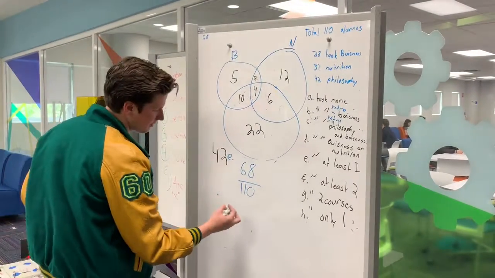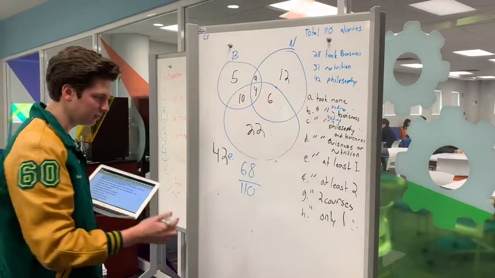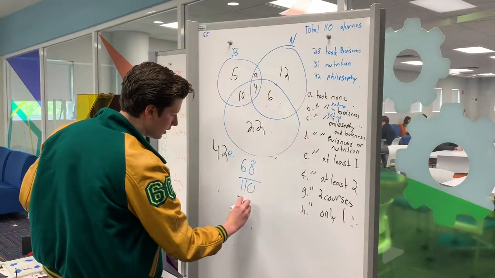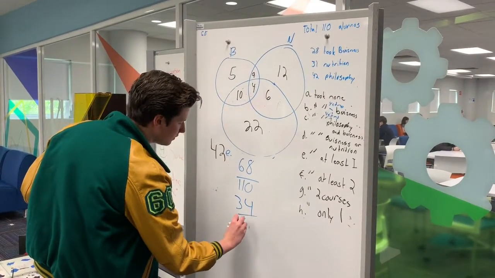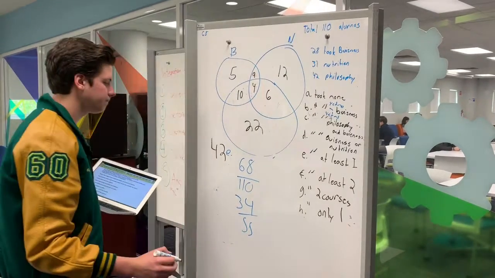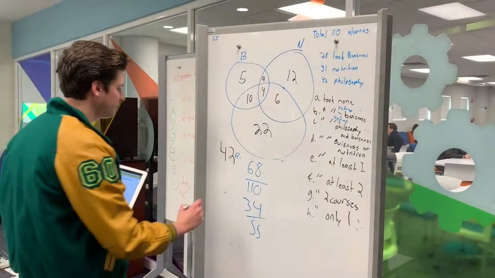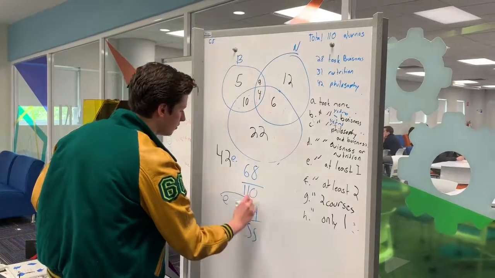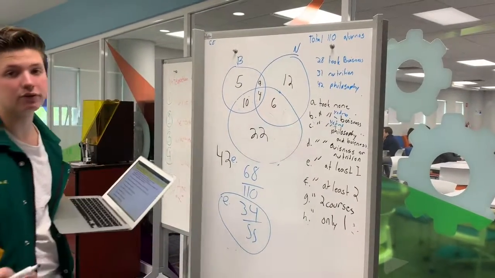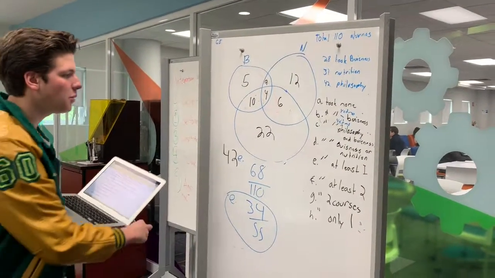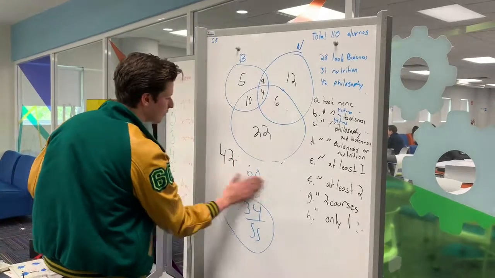And now we need to simplify, and we'll start simplifying really easy. So we're gonna write 34 over 55, then I think our simplification has ended. So now we have our letter E, which is 34 over 55. Now we're gonna continue with letter F.